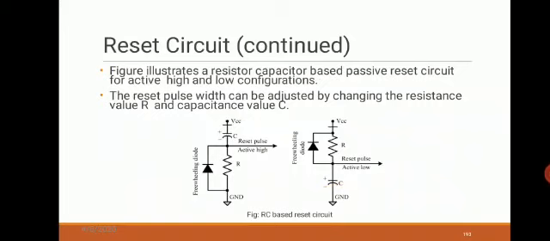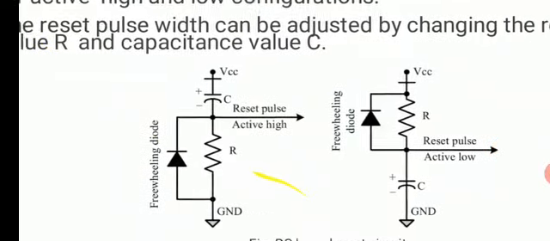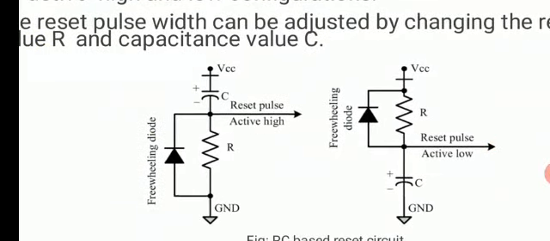So this is how the reset circuit looks: a resistor and capacitor based passive reset circuit for active high and active low configurations. One is for active high and one is for active low pulse. You can see here there is one capacitor, a resistor, and a freewheeling diode which will support the current flow back to the capacitor.